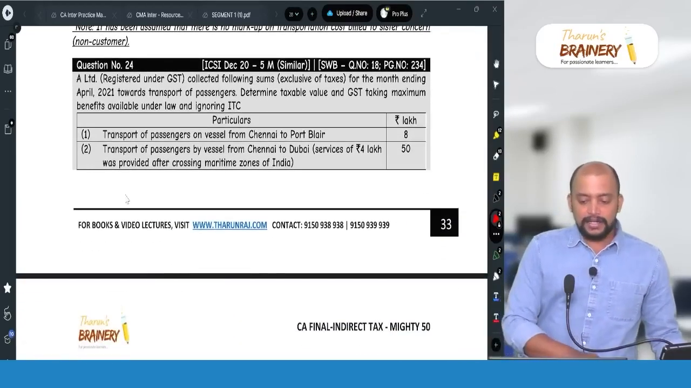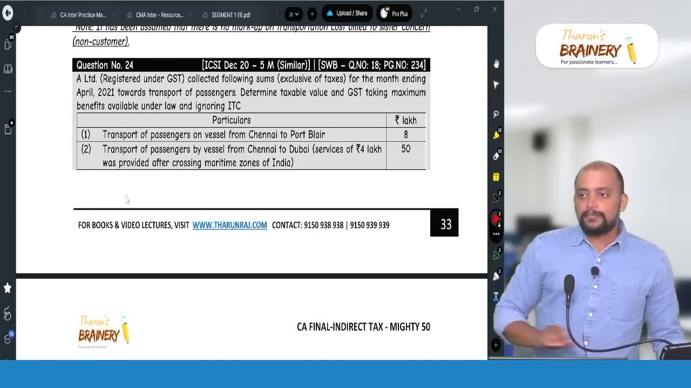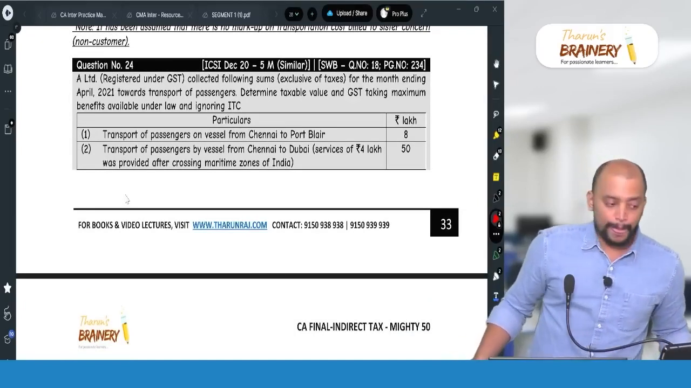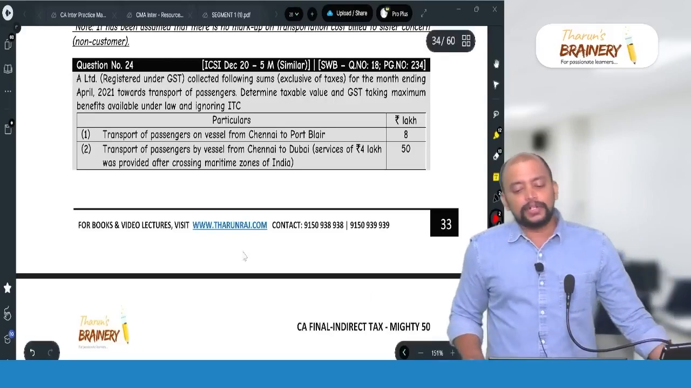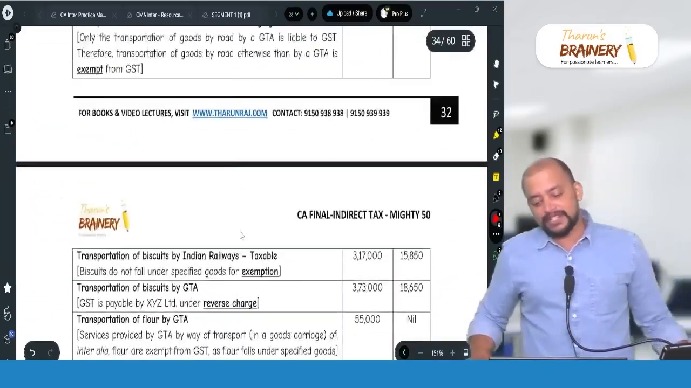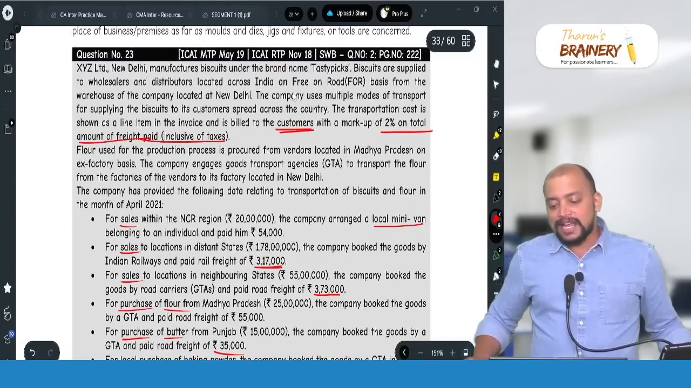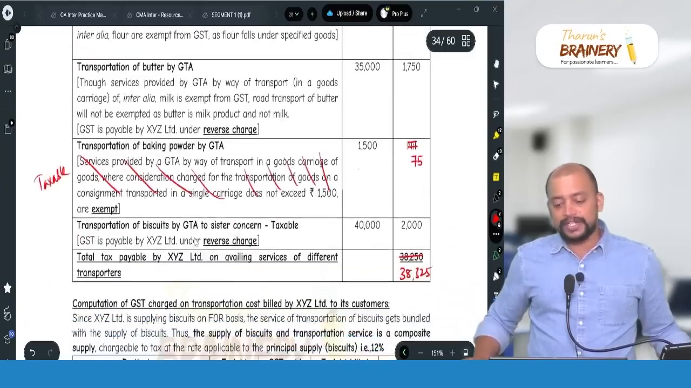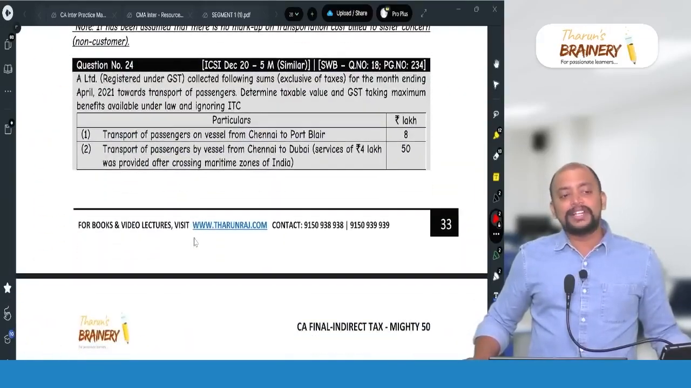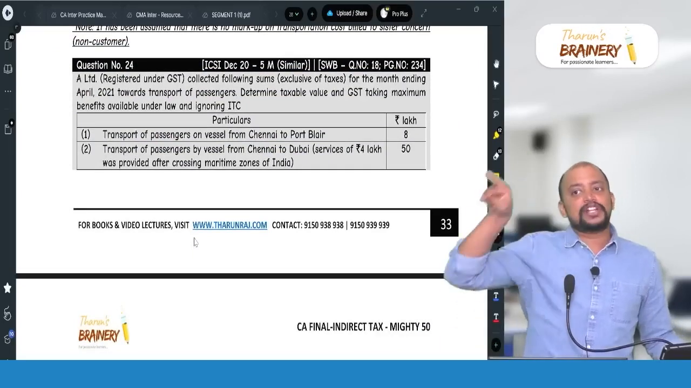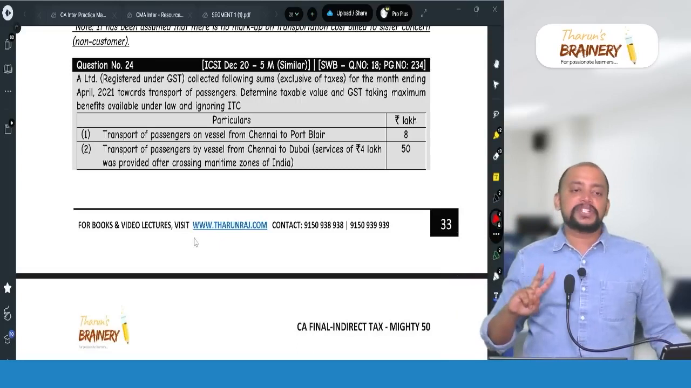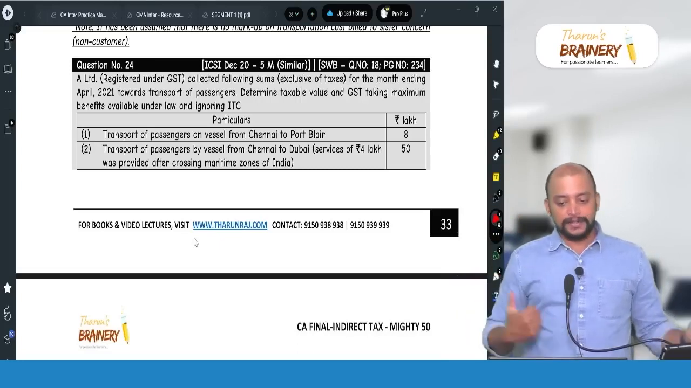Then next one. Page number 234. It's a very good question. My favorite question this is, but not yet asked in main exam. MTP, RTPs only they gave. Main exam they have not yet asked, but it's a very good question because covering all the transportations and valuation. So valuation is also connected here, and exemptions with respect to transportation is also covered.